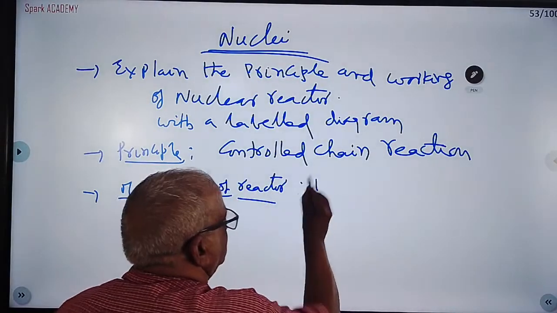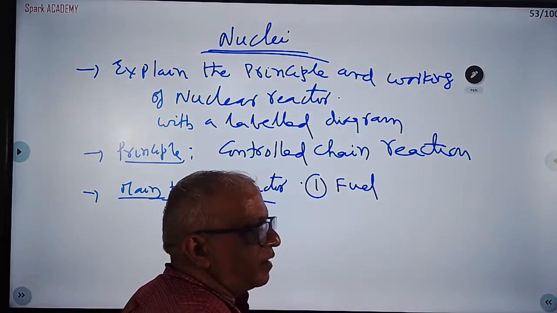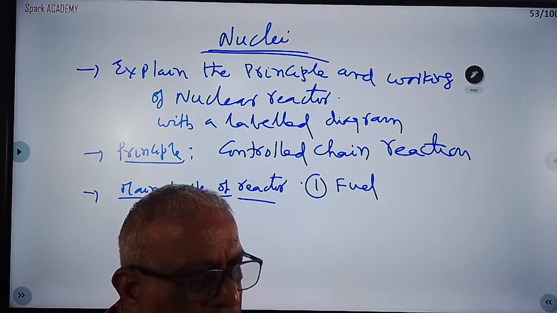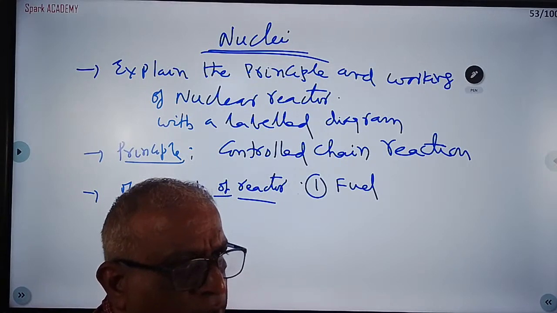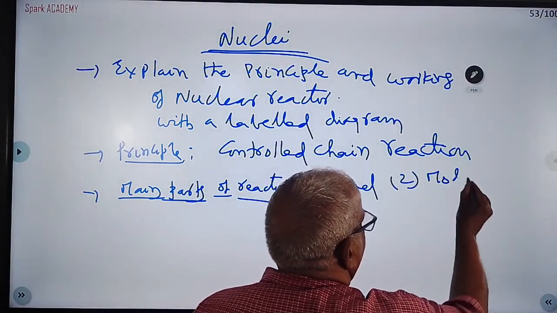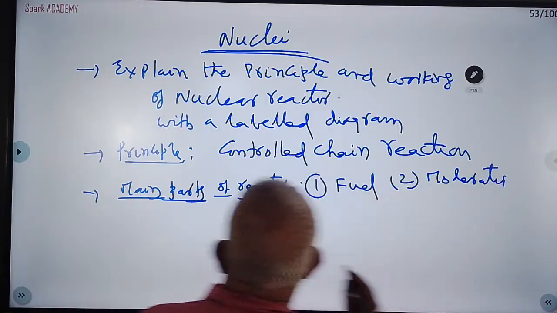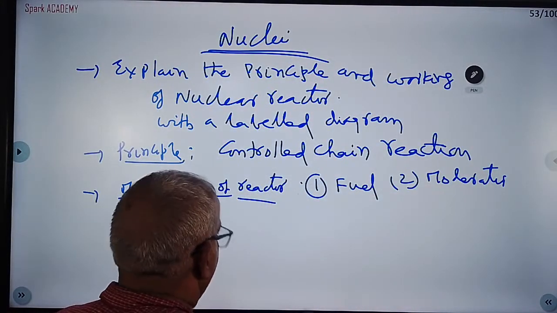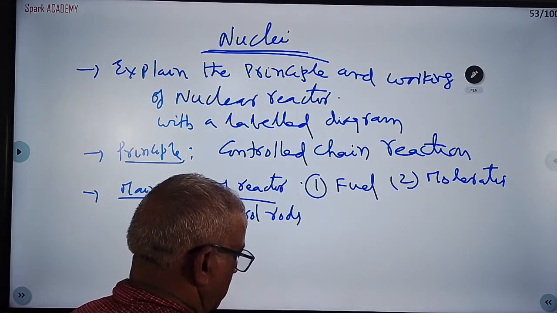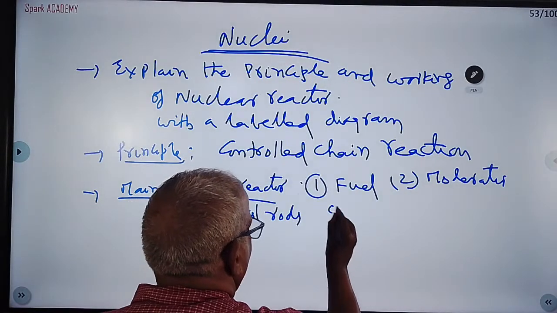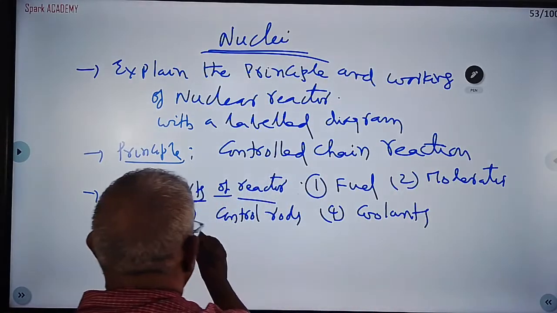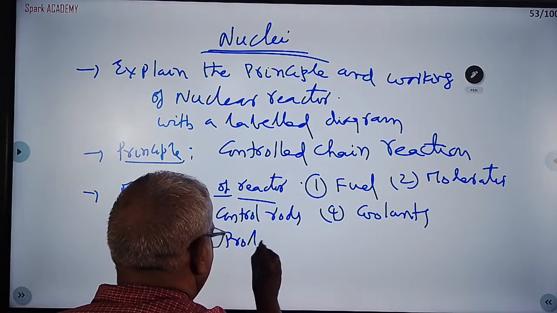What are the parts here? Fuel means, like gas in the house for cooking, gas. Here you use uranium nucleus or plutonium nucleus as fuel. Then the second part is called moderator. The third part is called control rods, which control the chain reaction. The fourth one is called coolants. The fifth one is called protective shielding.